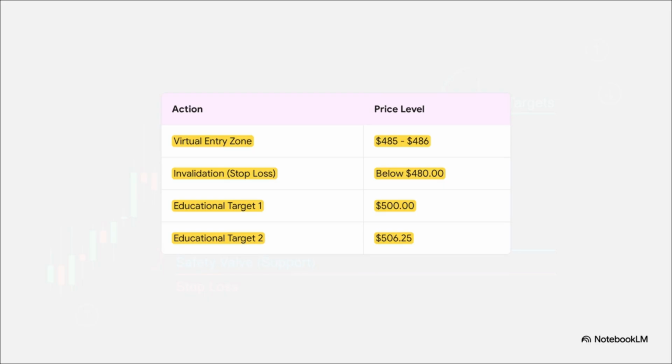Okay, here are the numbers for our educational plan. Write these down. Our virtual entry zone is between 485 and 486. Our invalidation, our stop loss, is set just below 480. Our first educational target is that nice round number, $500 even. And our second target is 506.25. Let's get these keyed into our simulation right now.